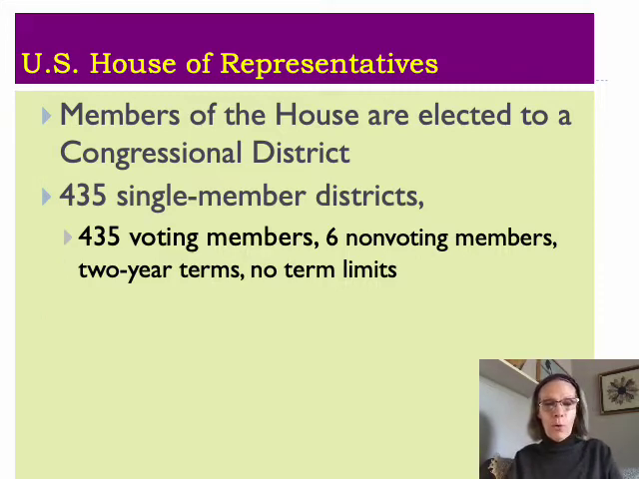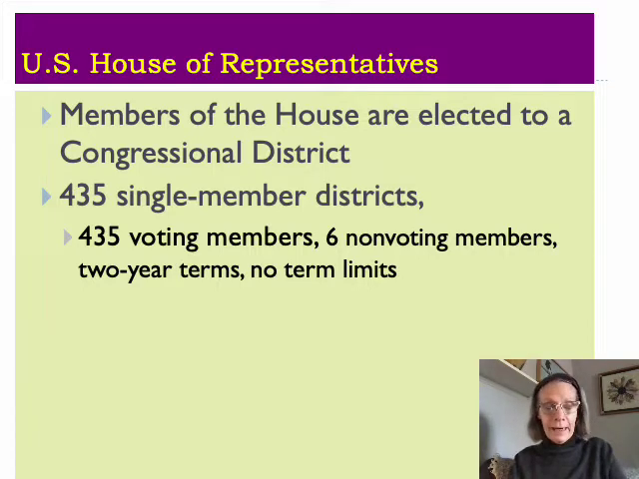And so when you go to vote for the House of Representatives, you are voting for the person you want to represent the district that you live in. And we're going to be talking about that more in the next lecture. So there are 435 voting members. There are 6 non-voting members that represent the District of Columbia, Puerto Rico, and also other territories that are a part of the United States.